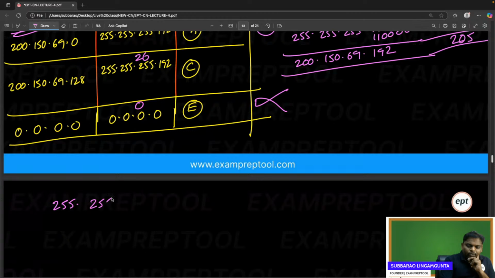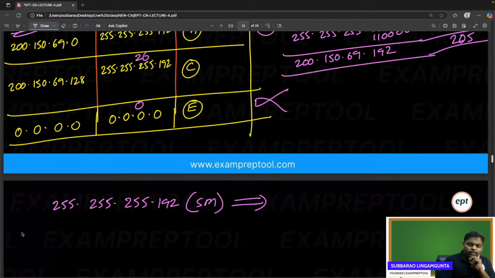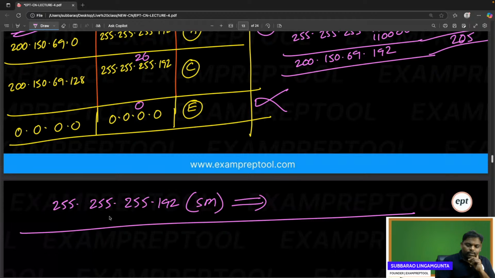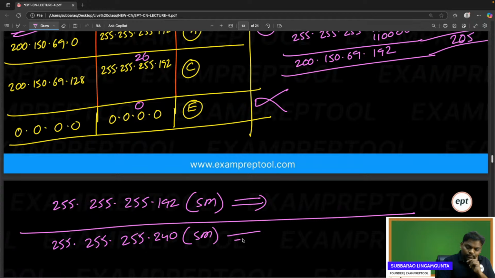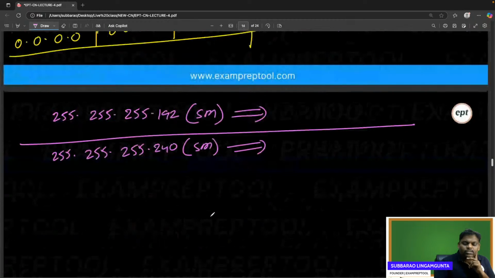255, 255, 255, 192. It is a subnet mask. Can you help? How many hosts are there? I want an answer. Right? It is a subnet mask. If it is a subnet mask, please give the answer. How many hosts are there? For the first subnet mask, please give the answer. How many hosts are there?